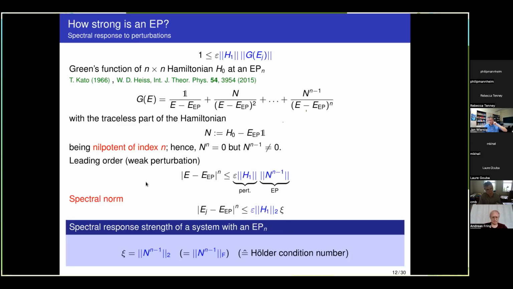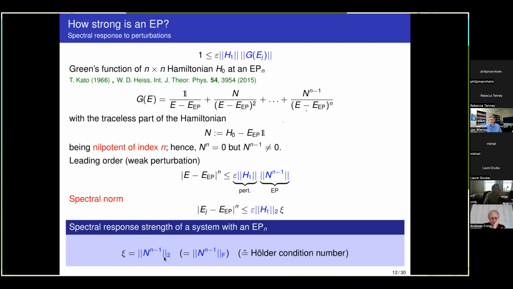Okay, now I continue here. Now we want to specify the matrix norm to be the spectral norm, because the spectral norm is the smallest, as I mentioned. So it gives the best bound. I want to have the best bound possible here on the right hand side. So I write here 2, and this spectral norm of N to the power of n minus 1, this I call psi. I call it the spectral response strength of a system at an exceptional point of order n. So it can be easily calculated as the spectral norm of N to the power of n minus 1.